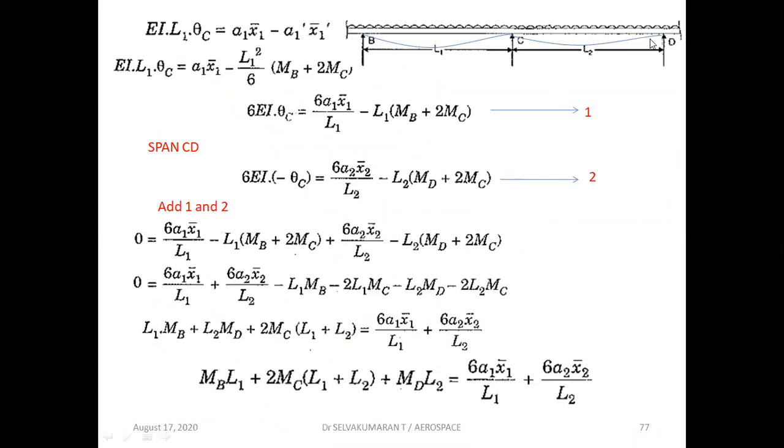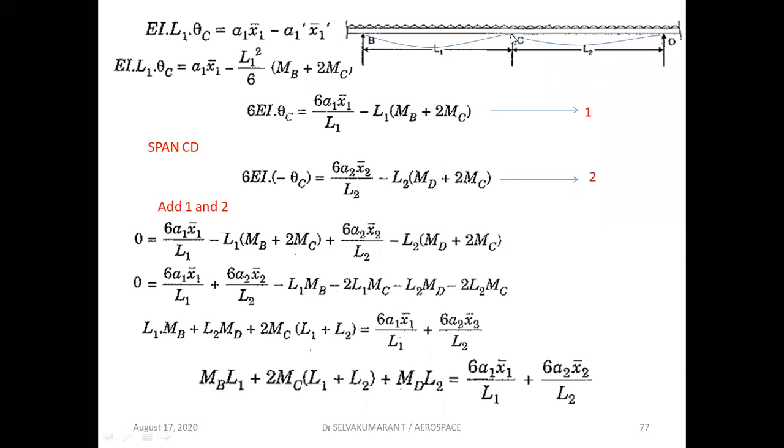Now for span CD, similarly, you don't have to derive the entire steps. You can get this final expression very easily. Now you see here I have drawn the elastic curve or deflected curve of this beam. Suppose I draw the tangent here, and when I try to measure the slope at C from this tangent to the original position of the beam, it takes a clockwise measurement. That's why theta C is plus.